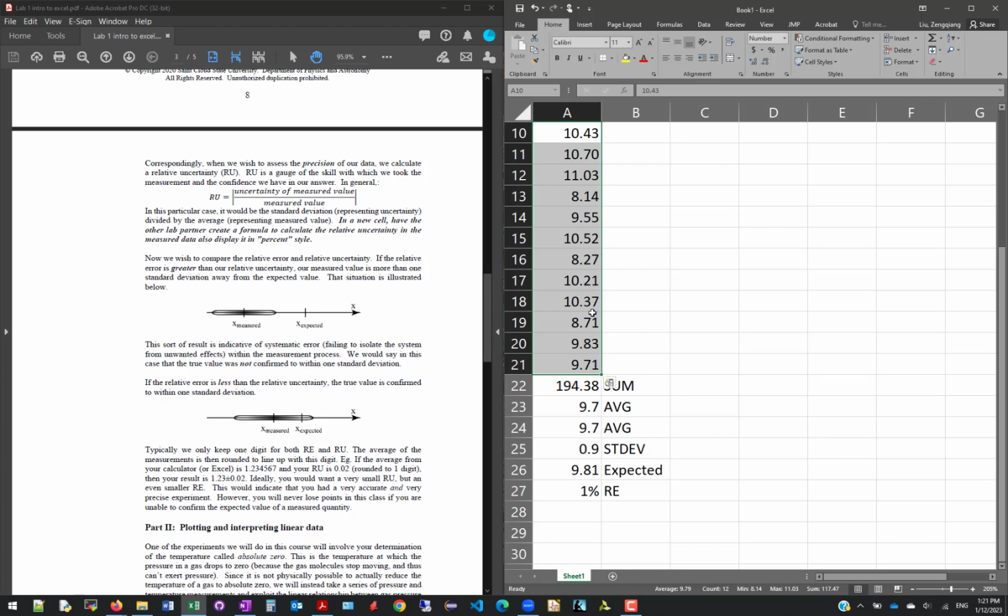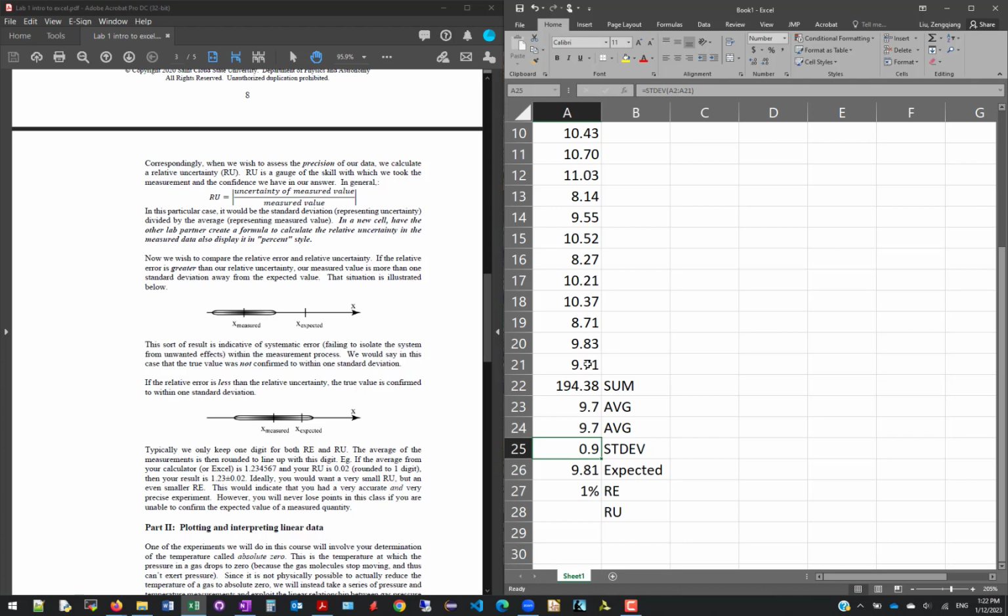The apparatus's accuracy, right? So let's calculate relative uncertainty. It's the uncertainty of the measurement divided by the measurement. Well, this is the measurement, the average. What about the uncertainty of the measurement? Well, in this example only, the uncertainty of the measurement is just the standard deviation, because you measured 20 times, you got an average and standard deviation. But in a different lab, your uncertainty may be calculated differently.